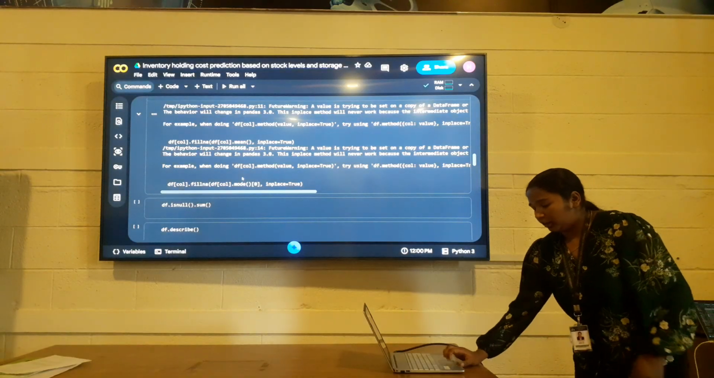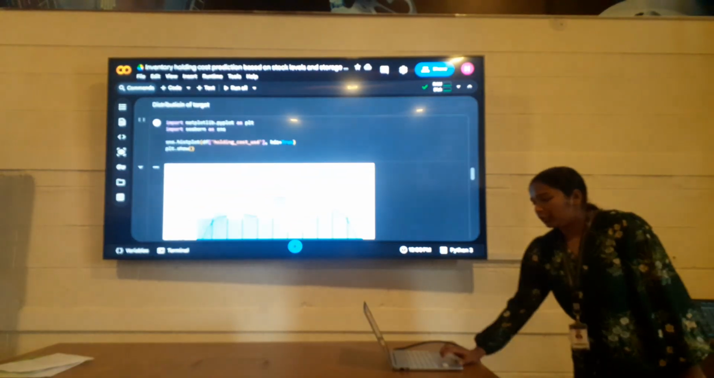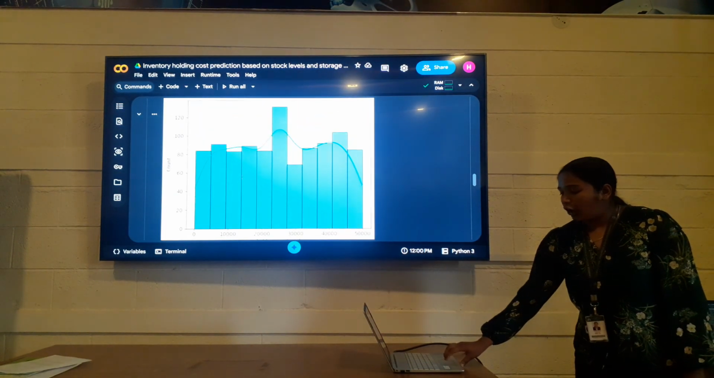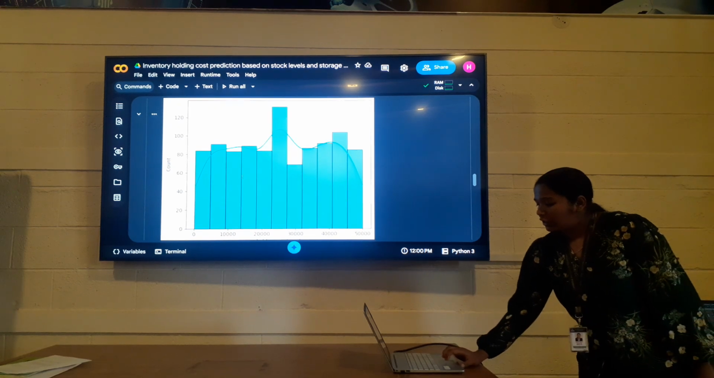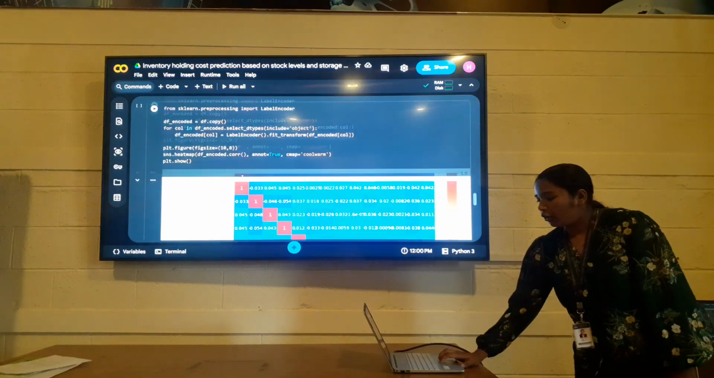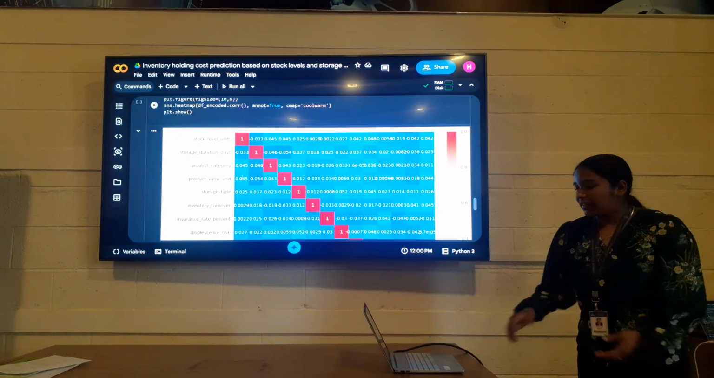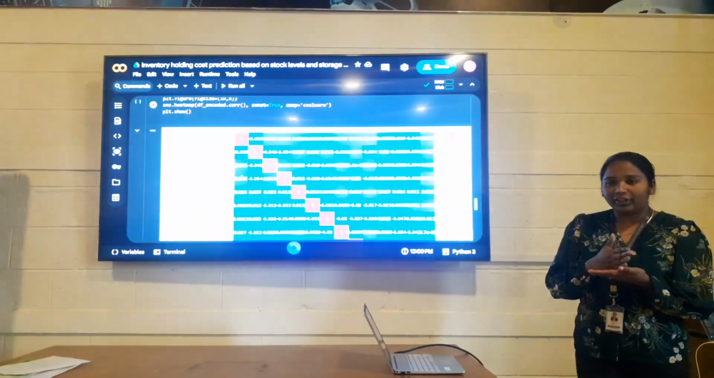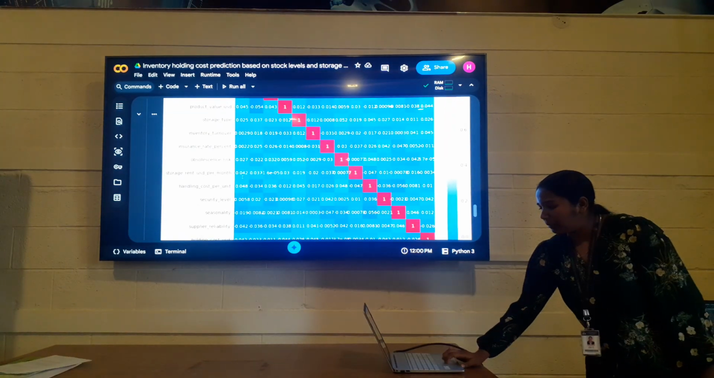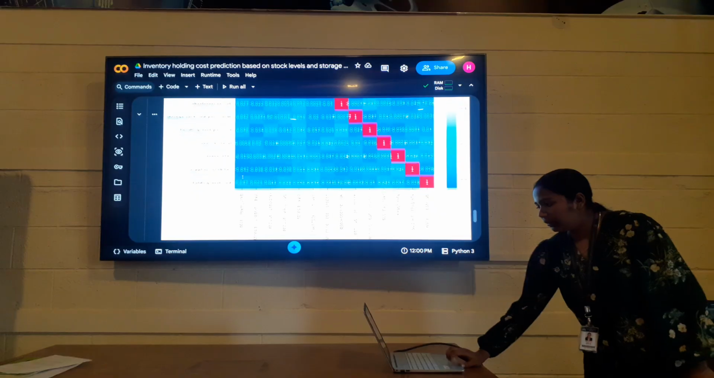After fixing the missing values, we have to check the distribution of the target variable. The target variable is holding cost. For holding cost, we include the count of the stocks present in the dataset. The next feature is the correlation heat map. The correlation heat map shows the relationship between one feature and another feature present in the dataset.